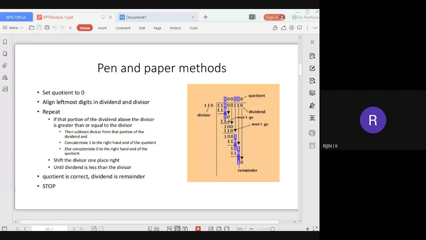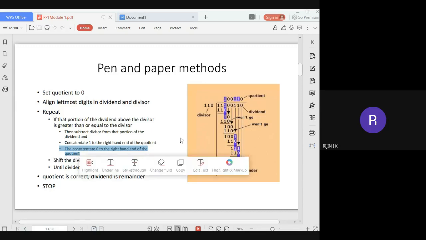Then we have to subtract from the divisor. Sorry, from the dividend. From dividend divisor എന്ന് subtract ചെയ്യുക. Then we have to concatenate 1 to the right end of the quotient. So that is in the case of if the dividend is greater than or equal to divisor. Else എന്തെങ്കിലും ചെയ്യണം നിങ്ങൾ? Else concatenate 0 to the right hand end of the quotient. Subtraction possible അല്ലാത്ത സിറ്റുവേഷനിൽ you have to concatenate 0 to the right hand end of the quotient. 0 അല്ലേ നമ്മൾ place ചെയ്തത്. ഇവിടെ നമുക്ക് പറ്റാത്ത സിറ്റുവേഷനിൽ, subtraction possible അല്ലാത്ത situation, we will append that 0 in the right hand end of the quotient.